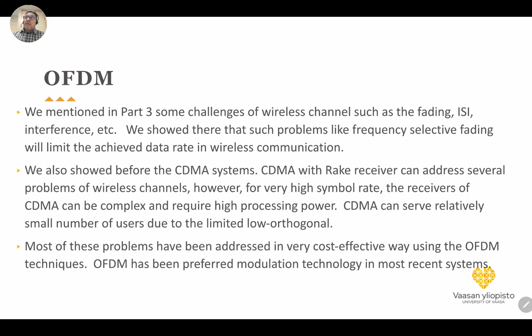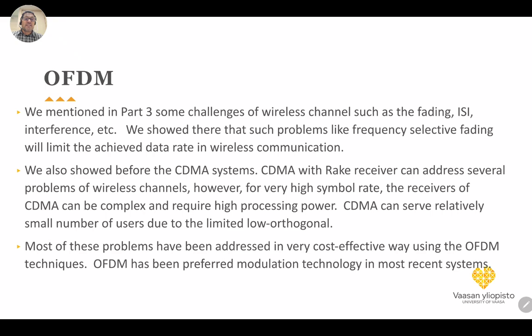the RAKE receiver can be complex to achieve, and it might need high computational power. Also, equalizers on the chip level are very costly, and we have problems in CDMA achieving very high symbol rates or data rates, when data rates come to the level of hundreds of megabit per second. And of course, it is possible to use CDMA like multi-carrier CDMA, but again, the receiver cost will be high. So the replacement for that was OFDM.